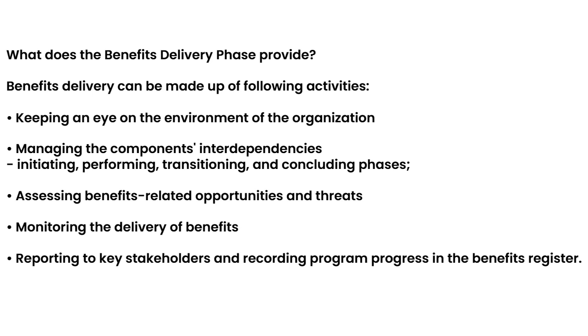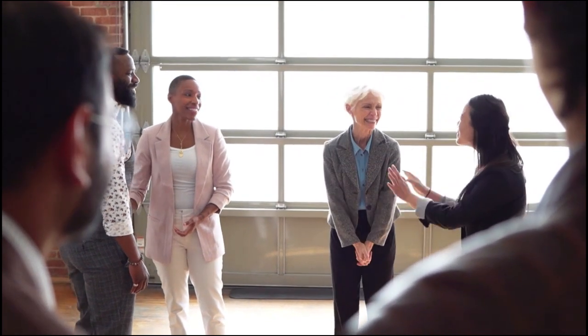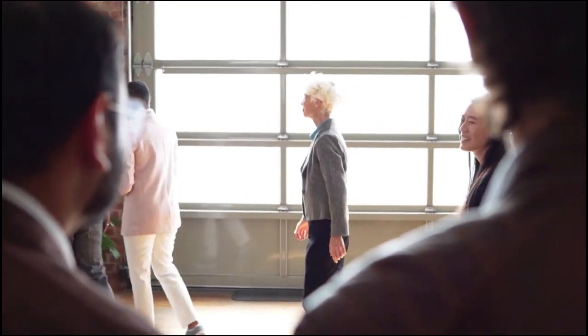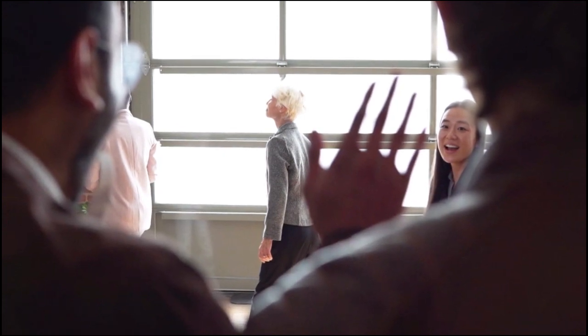The benefits delivery phase makes sure that the Program Management Office, Steering Committee, sponsors, and other program stakeholders are informed of a specific set of reports or metrics. Stakeholders are able to evaluate the overall health of the program and take the necessary measures to ensure successful benefits delivery by consistently monitoring and reporting on benefits metrics.